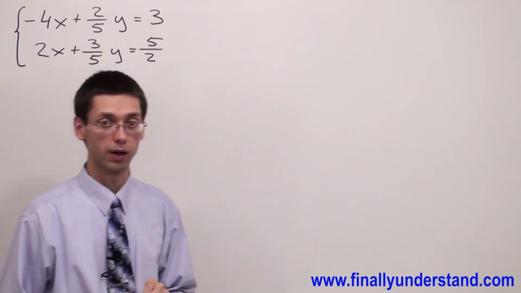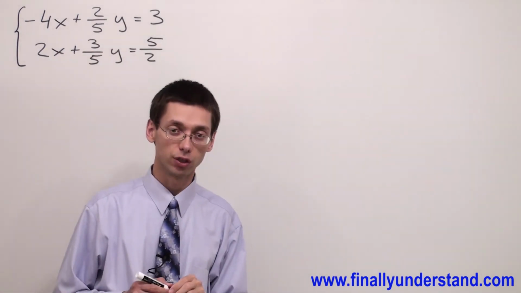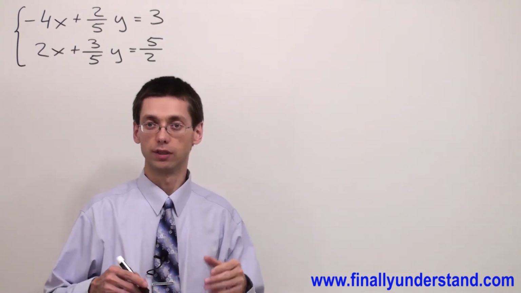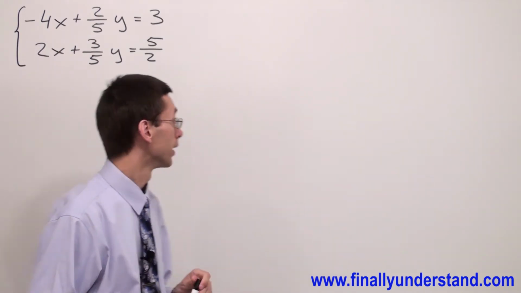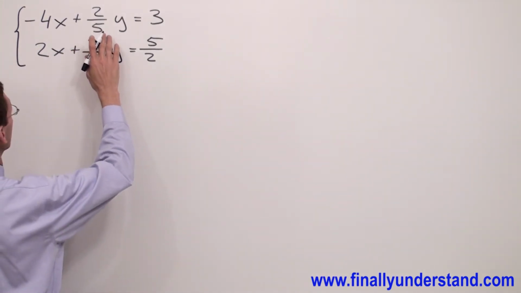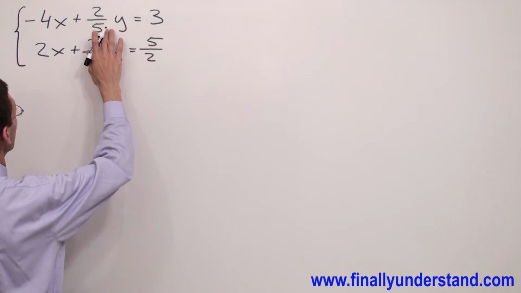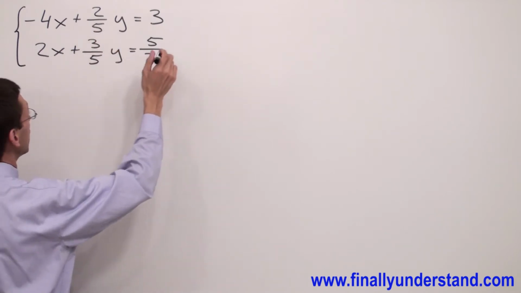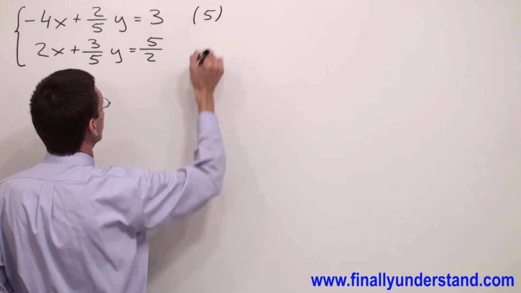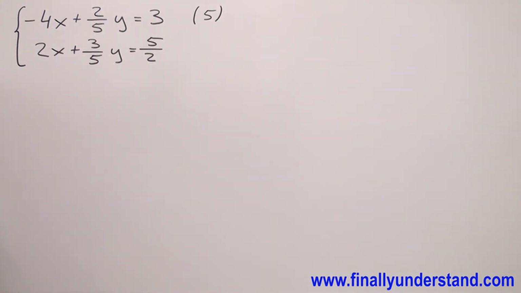How can we eliminate these fractions? By multiplying both sides of each equation by the common denominator for that particular equation. So, the common denominator for the first equation is equal to 5. Okay, so I have to multiply my first equation by 5.